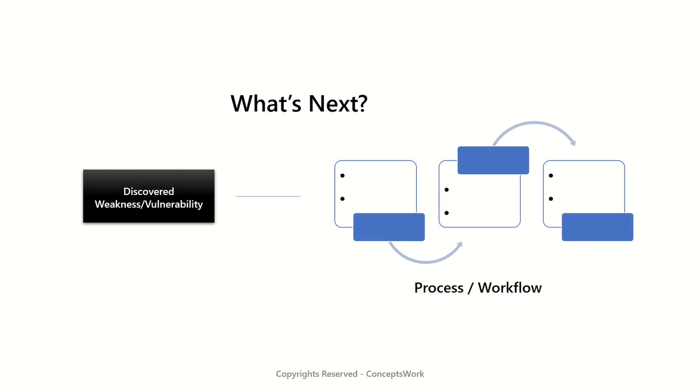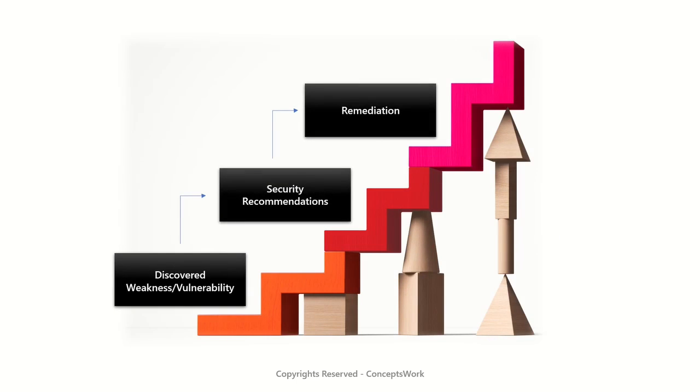Now, relate this with an example. Let's say you have all the right set of tools that are helping you to discover the weaknesses and vulnerabilities that exist in your enterprise. But then the question is, what's next? I mean, is there a typical process or a workflow that can help you remediate those vulnerabilities which have been discovered? So think about security recommendations and remediation actions as your next steps that you have to take in order to remediate discovered vulnerabilities.